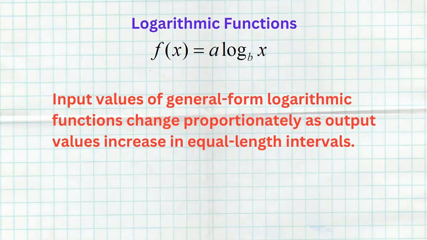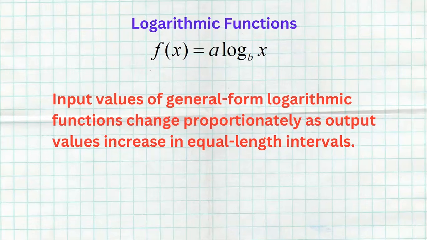All right, now let's quickly talk about what logarithmic functions do. So here, input values of general form logarithmic functions change proportionally as output values increase in equal length intervals. This is literally the inverse of what I said earlier with exponential functions. So here we see that the input values are getting bigger and bigger, or smaller and smaller proportionally.